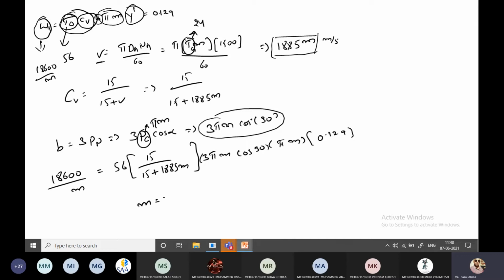Tell me the module value, how much. Do it fast, Babu. Don't take too much time. If you get the module value, 50% of the problem is over. Do it fast.